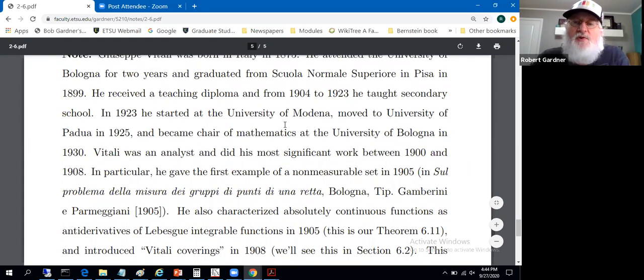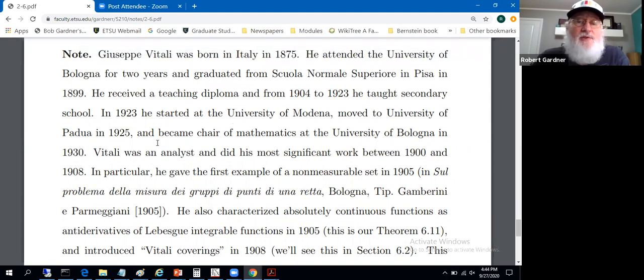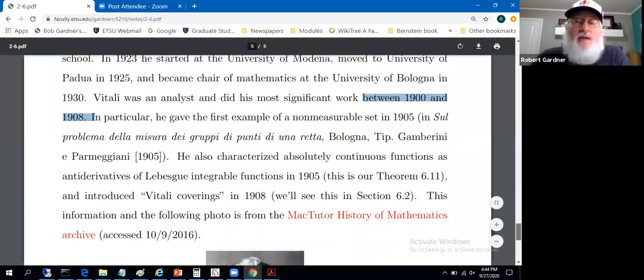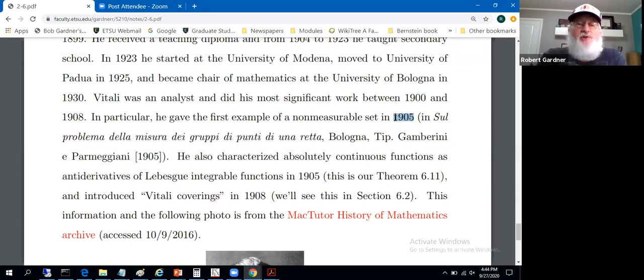In 1923, he started at the University of Modena, moved to the University of Padua in 1925, became the chair of mathematics at the University of Bologna in 1930. Think of him as an analyst. He did his most significant work, it says here, between 1900 and 1908. Where we stand now, his most significant work is in 1905, he produces this non-measurable set. So this construction is called the Vitali construction of a non-measurable set. So it's named for Vitali.